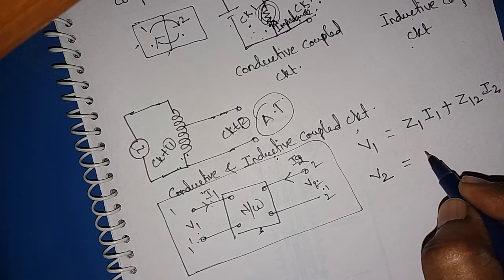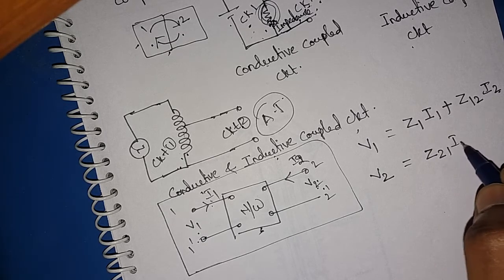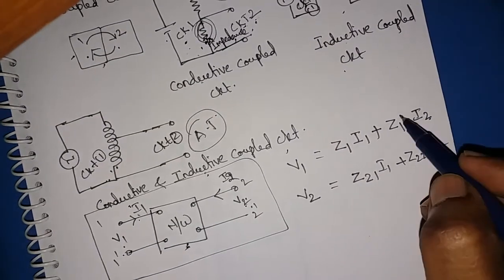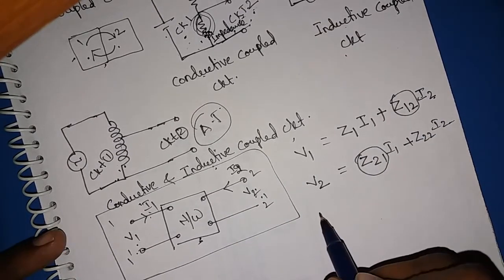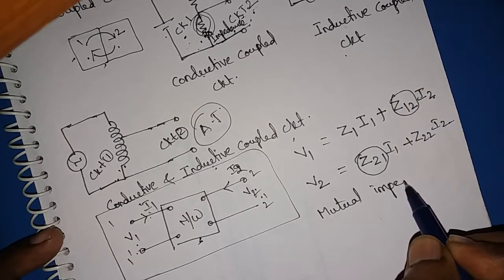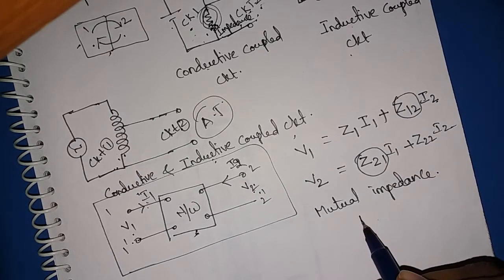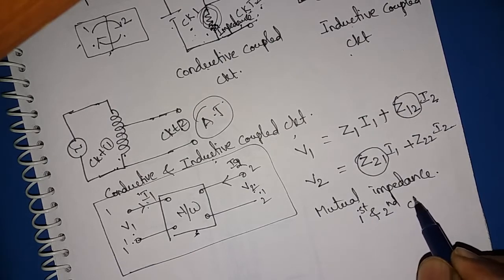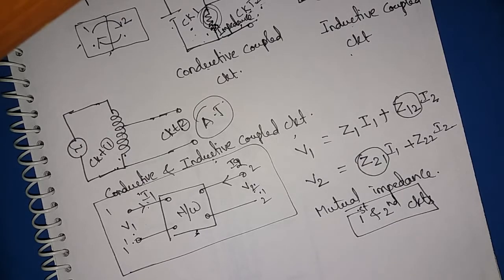Similarly, V2 is equal to Z21 into I1 plus Z22 into I2. So where Z12 and Z21 are called mutual impedance. These two are called mutual impedance between first and second circuits.